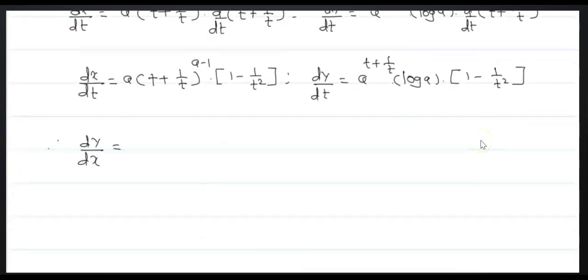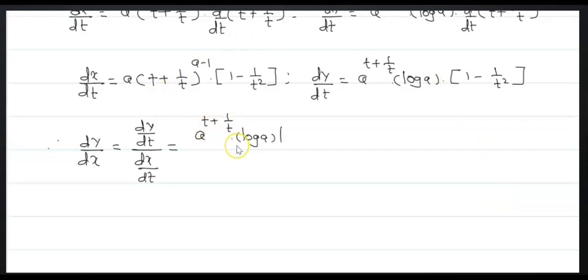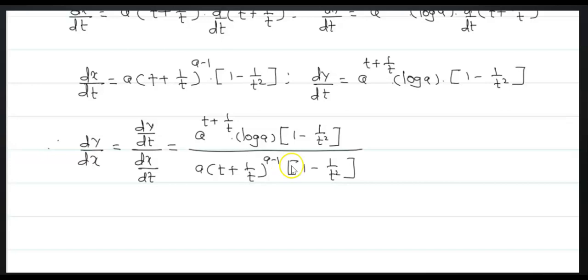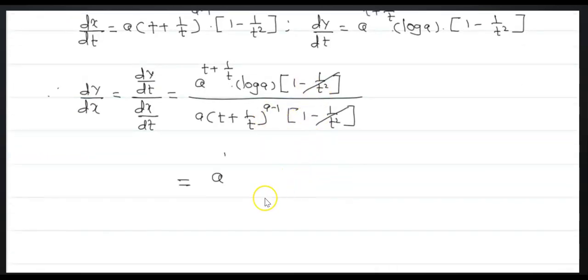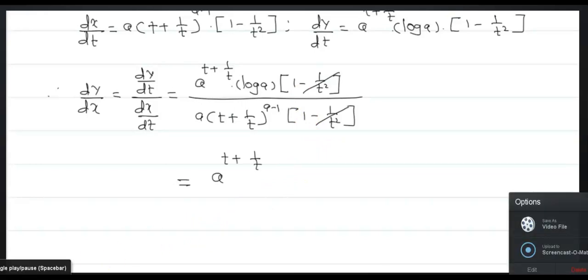Therefore, dy/dx is equal to (dy/dt) upon (dx/dt). That is a raised to (t plus 1 upon t) into log of a into (1 minus 1 upon t square) upon a into (t plus 1 upon t) raised to a minus 1. The common factor 1 minus 1 upon t square in numerator and denominator gets cancelled. See this here.